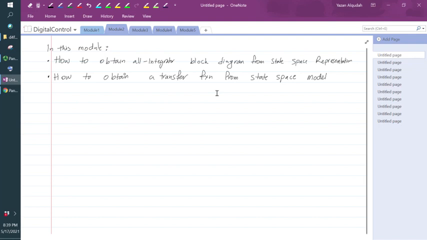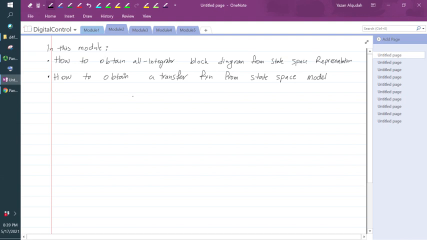Now, in the previous module, we looked at 4 different ways of representing a system: using an ordinary differential equation, using a transfer function, using an all-integrator block diagram, and using a state space model. What we're going to be doing today first is looking at how to obtain an all-integrator block diagram from state space representation.